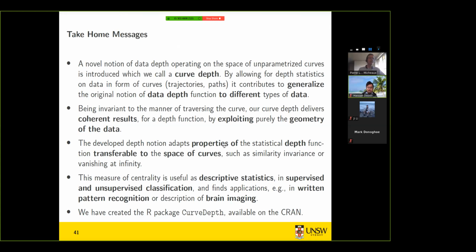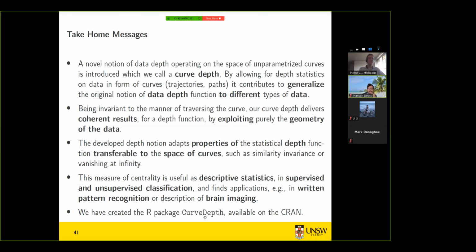It has some nice properties, like mentioned, similarity invariance, translation invariance, rotation invariance. It only exploits the geometry of the data, and it's invariant with respect to any kind of parameterization of the curves. And we have other examples, applications in the paper in terms of unsupervised or supervised classification. And we have this R package curve depth on the CRAN that is available now if you want to use that.